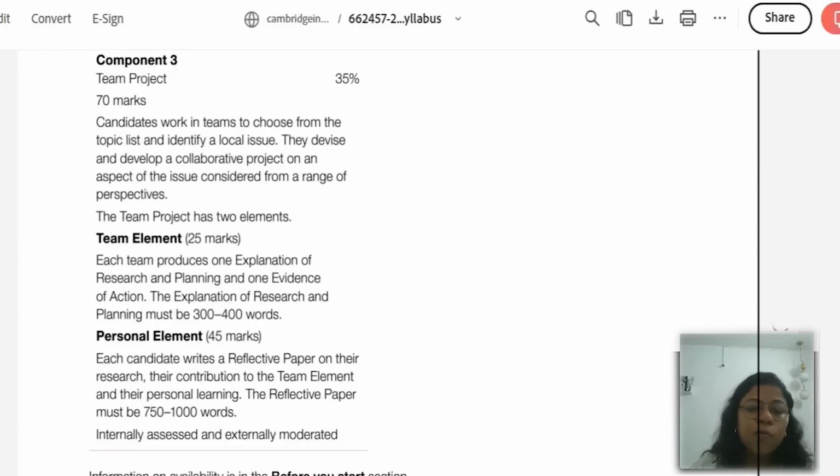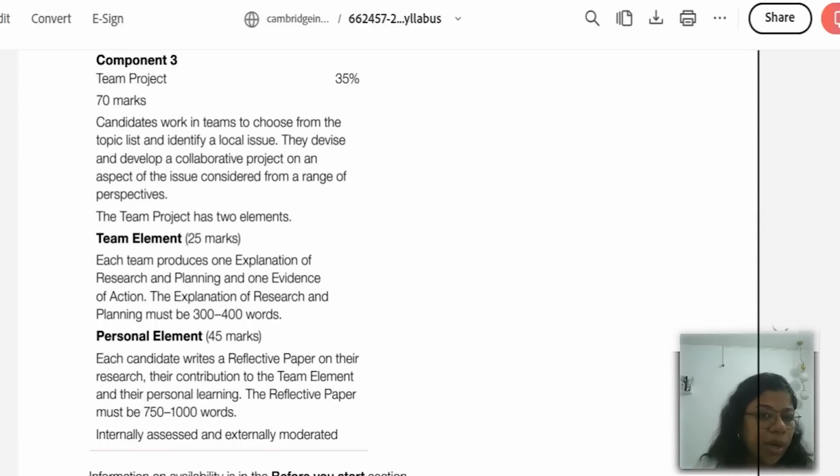Please understand, 45 marks is in your hand. So do the best wherever you can, whatever you can. Even if the other person is sitting and getting the benefit of your work, they might not be able to get good marks in the personal element because they have never ever worked.